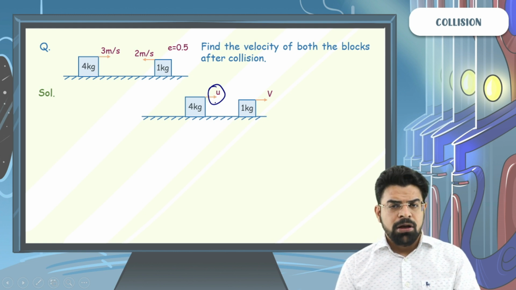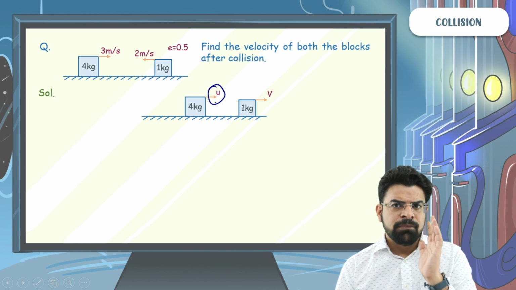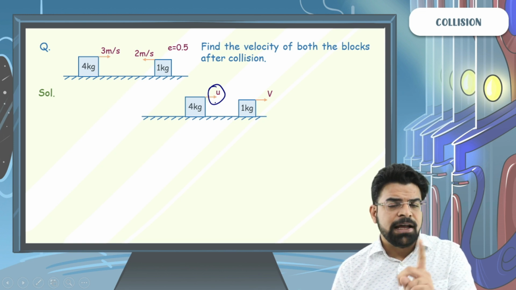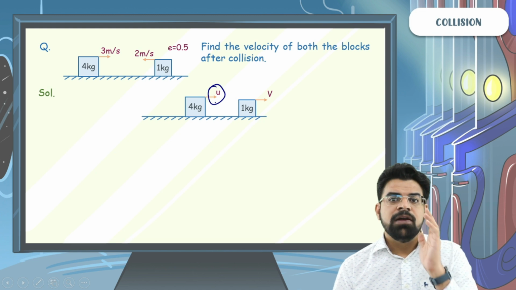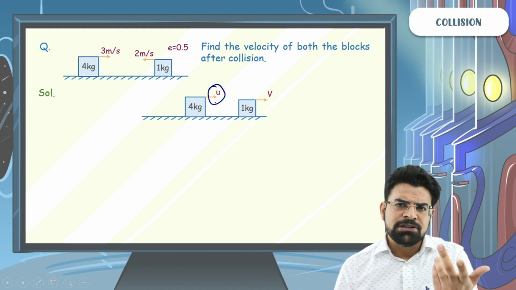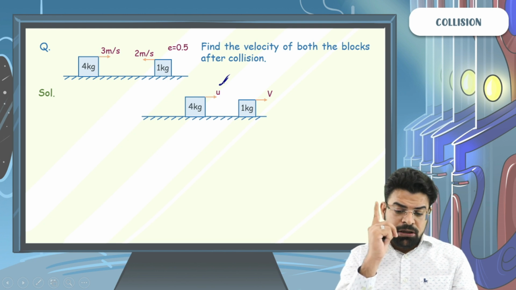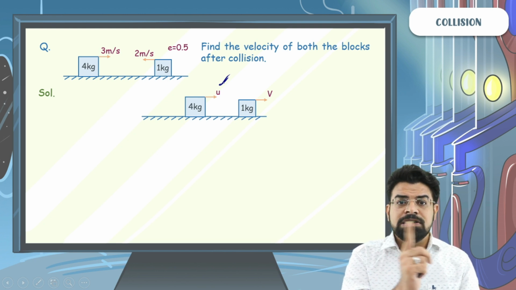Again saying, without wasting any time, assume the velocities in any direction. If you have chosen the right direction, you will get a positive answer. And if you have chosen the opposite direction, the wrong direction, you will get a negative answer. That's what it will mean if I get a negative value of u: after collision, the block of mass 4 kg moves towards left.